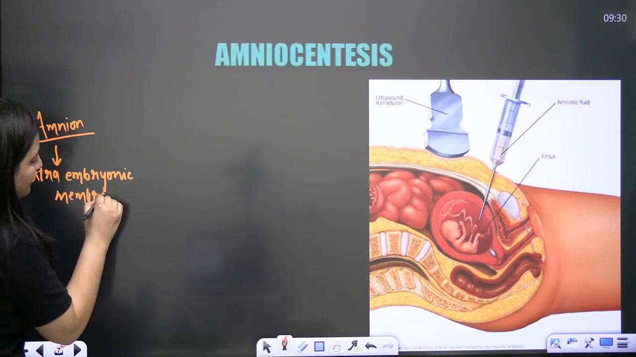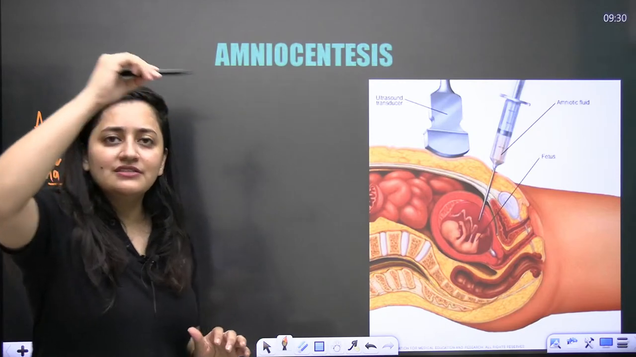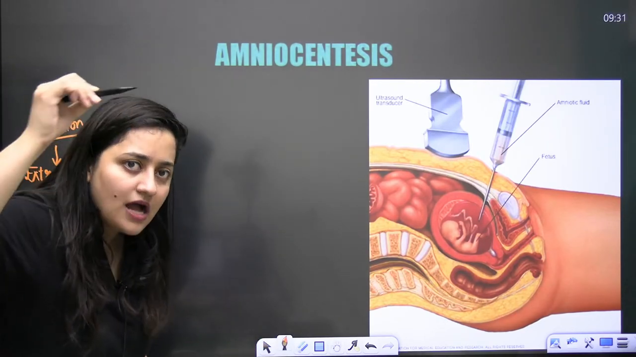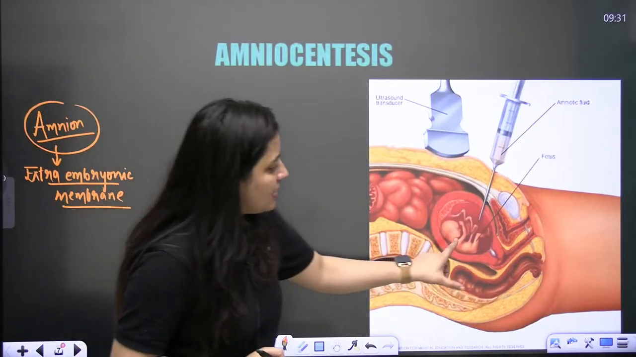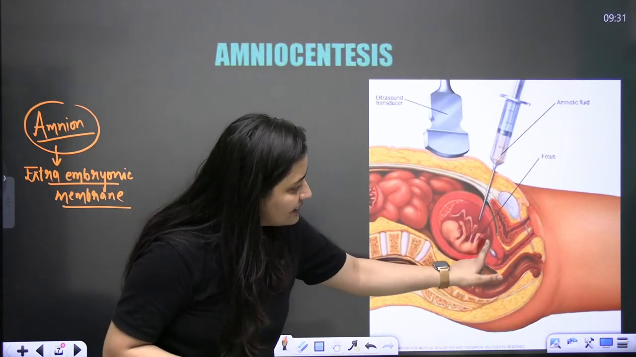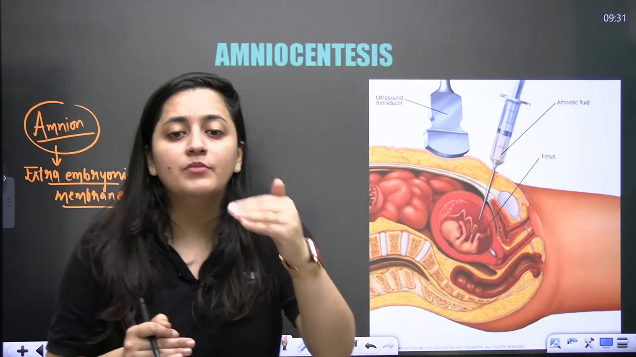So the baby, the fetus, is going to grow in the uterus, and that fetus is present in the amniotic cavity. That fetus is covered with the amnion. You know that, right? So here you can see in the mother's womb, this is the fetus which is growing, and it is covered with a fluid. It is present in this cavity.